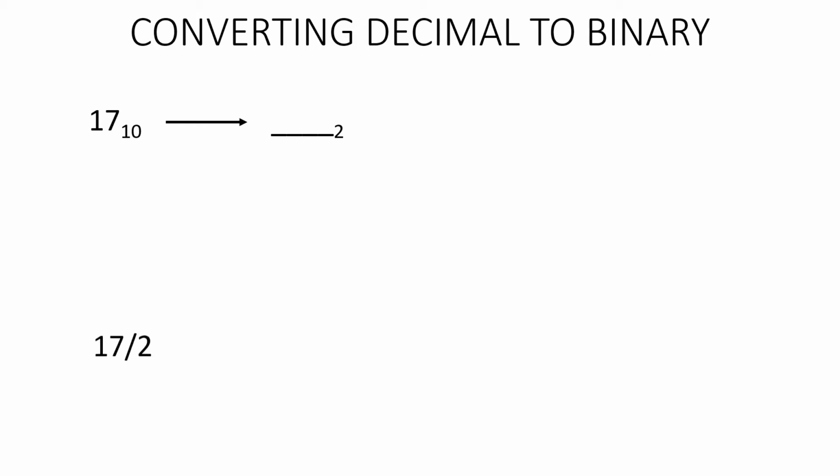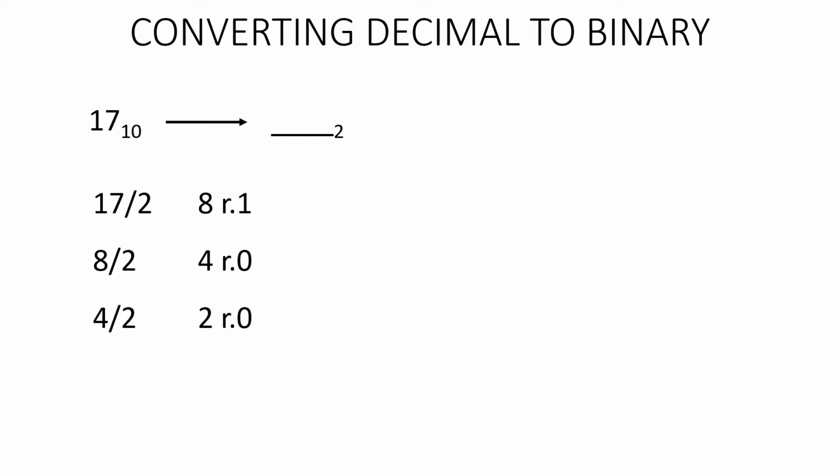Starting off with 17 divided by 2, the answer is 8, and the remainder is 1. Always remember that you just have to use the whole number and let the remainder be. There is no decimal point here. Then moving forward with 8 divided by 2, that is 4, remainder 0, and then 4 divided by 2, the answer is 2, and again the remainder is 0. And then 2 divided by 2, that is 1, and the remainder is 0. And then lastly, 1 divided by 2, the answer is 0, and the remainder is 1.